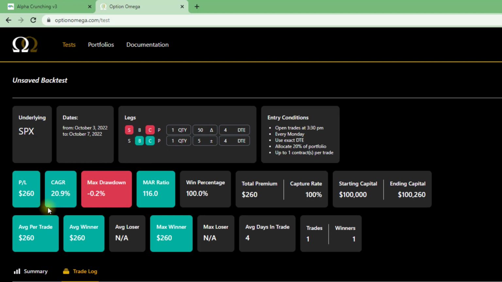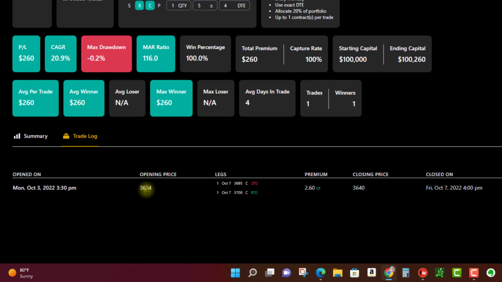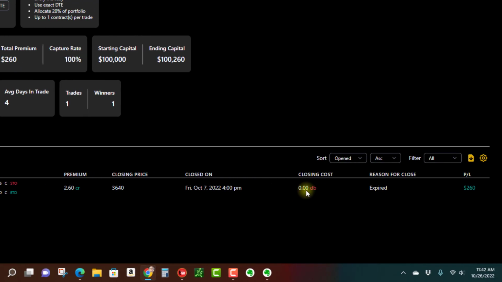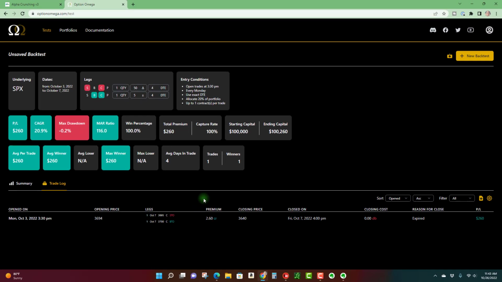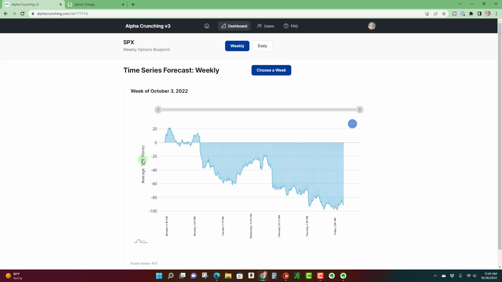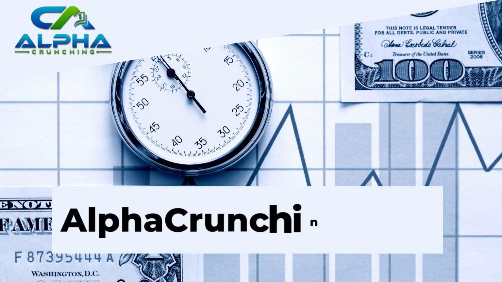In this case, it turned out to be a winner. And we can see the opening price of SPX when we took that trade was $36.94 at 3:30 p.m. We sold the credit spread. We got a $2.60 credit, so about a 1-to-1 risk reward. And then the closing price at the end of the week was $36.40. So there was about a 54-point difference, and we had no closing cost, and we were able to keep the entire credit. So this is just one idea for how you can use these multi-day trends in SPX to trade short-term weekly options.